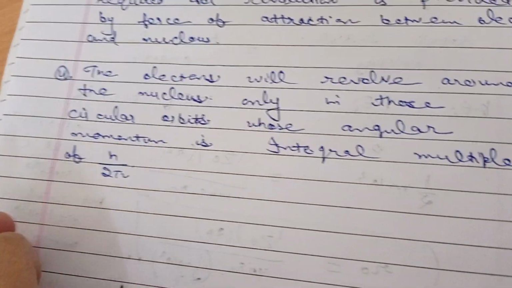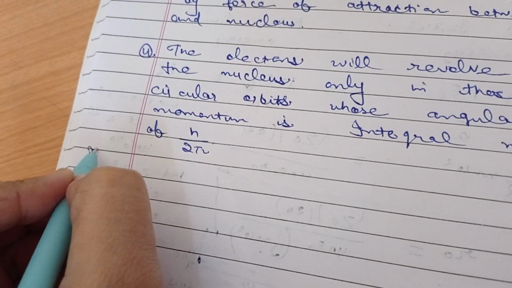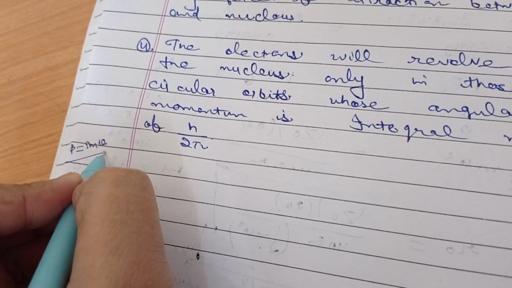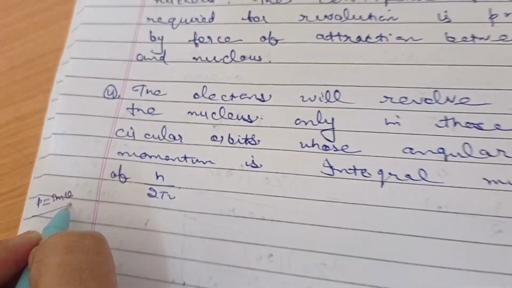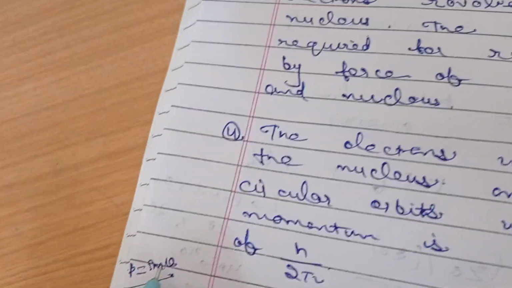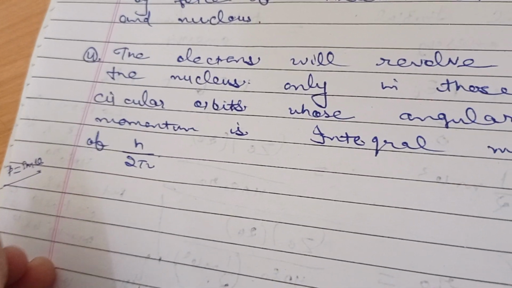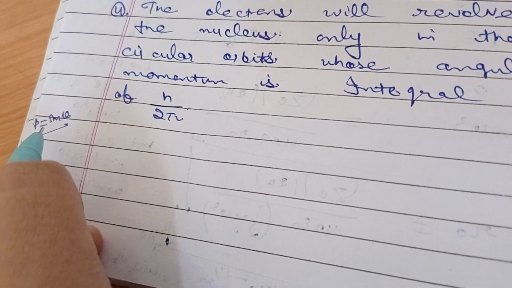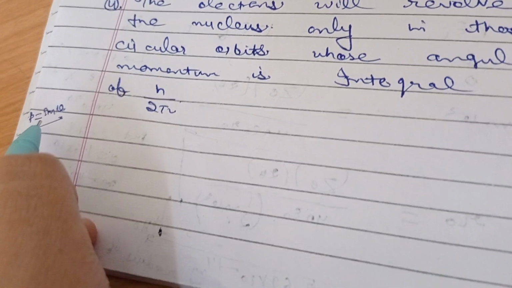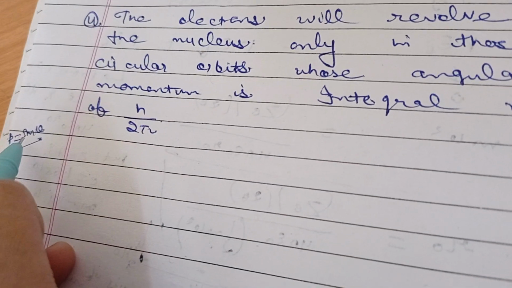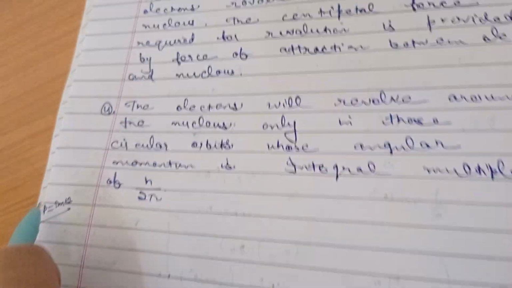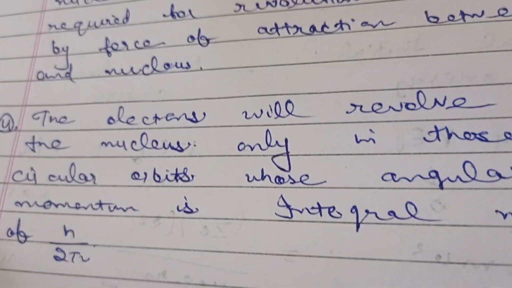What is the expression for angular momentum, students? The expression for linear momentum is mv, which is denoted by p. Angular momentum is the concept of momentum, but in rotatory, circulatory motion. For angular momentum, you simply multiply the radius of the circular path with the linear momentum. That means linear momentum times the radius of the circular orbit will be equal to the angular momentum.